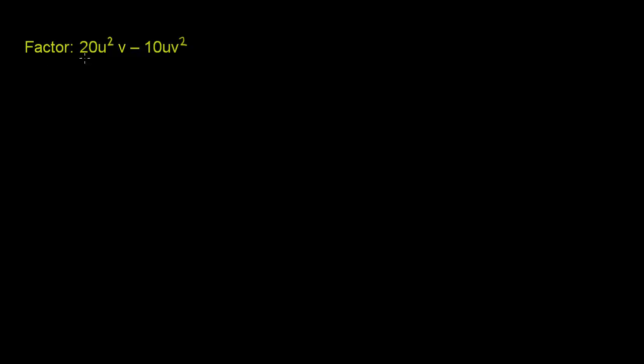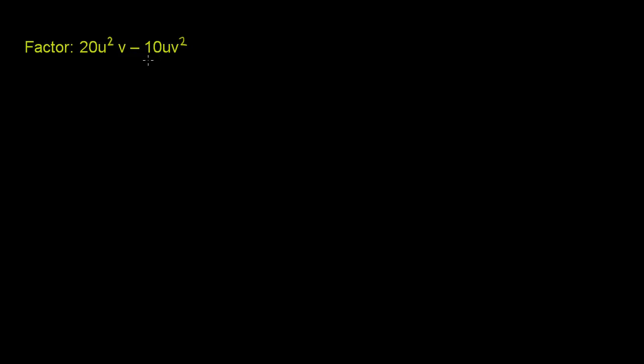We're asked to factor 20u squared v minus 10uv squared. And when they say factor a binomial like this, an expression that has two terms, they really mean break it up into the product of one or more terms. So let's see if we can do that.